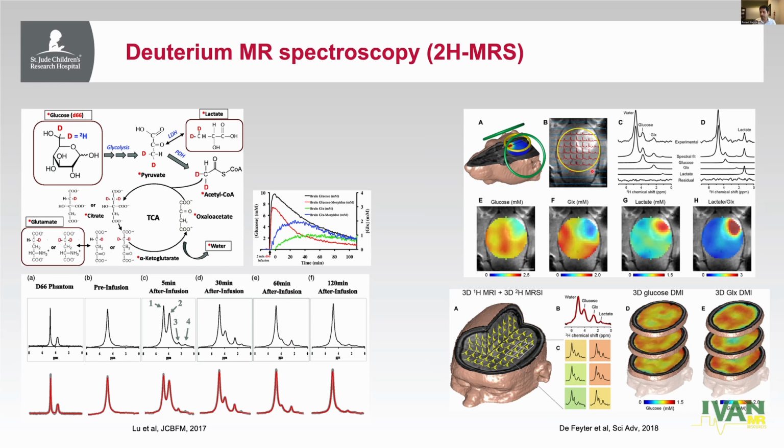Similarly, the other paper coming from Yale showed that instead of doing an FID, you can image, with 2D CSI or 3D CSI, your deuterium spectra. So here you can see in the healthy brain, this mouse or rat has a tumor.